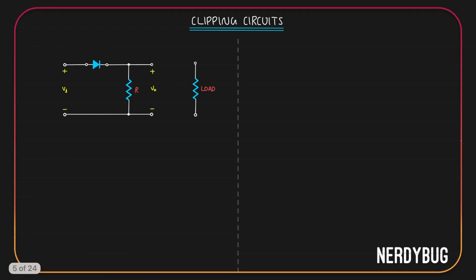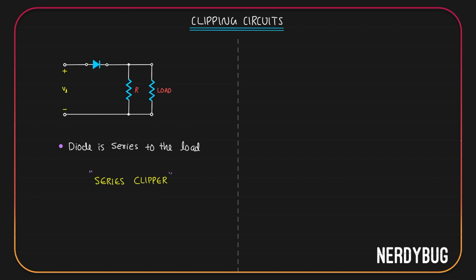Assume that we take our output across the resistor. The output is then connected to a load. When the load is also included in the circuit, it will look like this. Clearly, the diode is connected in series with the load. So we call this a series clipper. Let us go on and design some series clippers.